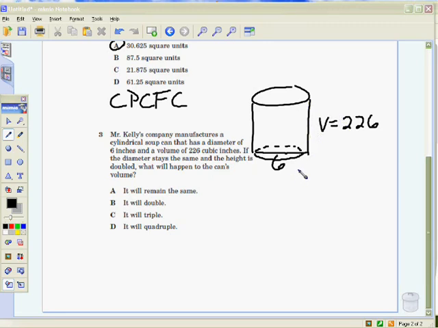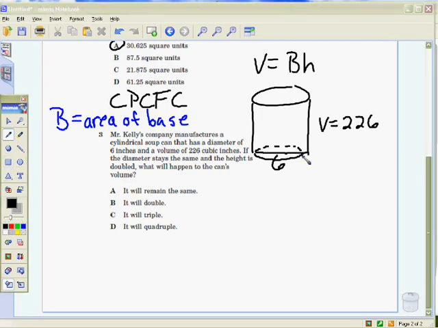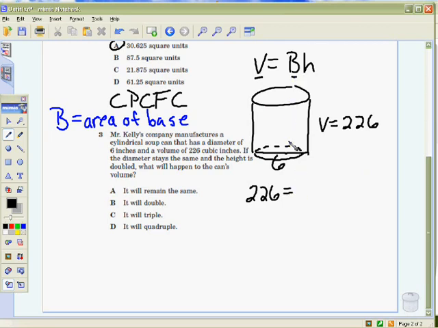If I go to my formula chart, I see that the formula for the volume of a prism or a cylinder is volume equals big B times little h. And you all should know that big B is the area of the base. So if I plug in my information here, volume equals big B times h. I know that the volume is 226.